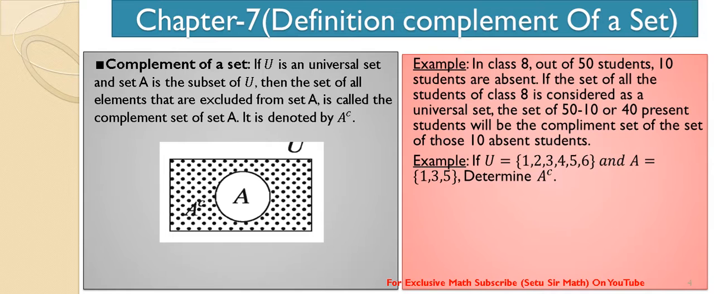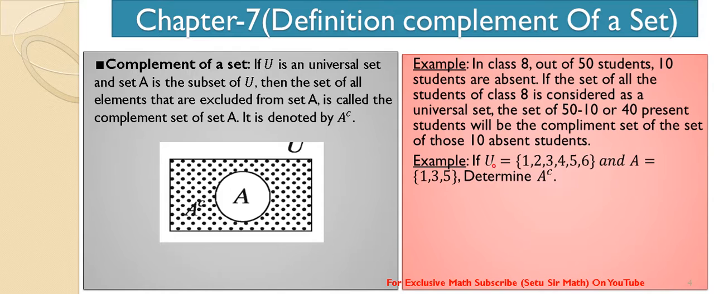See another example. If U equals 1, 2, 3, 4, 5, 6 and A equals 1, 3, 5, determine A complement. So what I have written here: if U is a universal set and set A is a subset of U, then the set of all elements that are excluded from set A is called the complement set of set A.